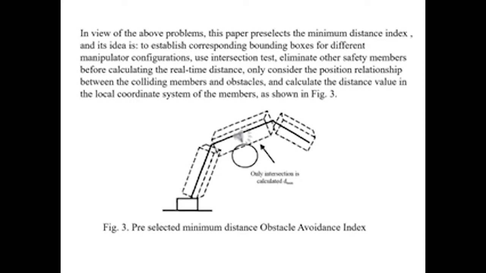In view of the above problems, this paper preselects the minimum distance index. Its idea is to establish corresponding bounding boxes for different manipulator configurations, use an intersection test, and eliminate other safe members before calculating the real-time distance. Only the position relationship between the colliding members and obstacles is considered, and the distance value is calculated in the local coordinate system of the members, as shown in Fig 3.